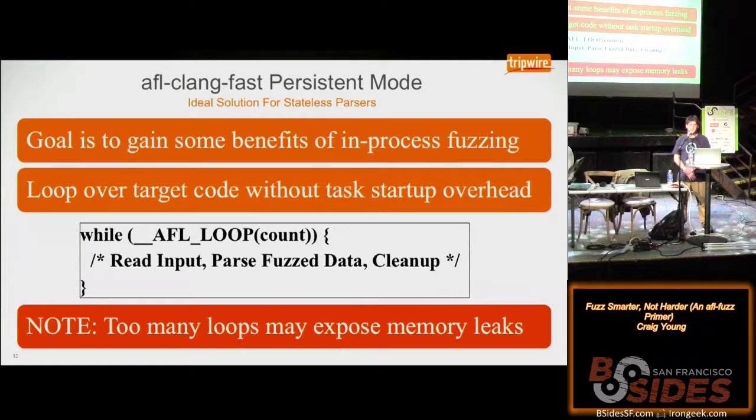So any file descriptor accesses need to be closed, memory needs to be freed, and stuff needs to be put into a pristine state, or you need to be working with something that is truly stateless. And so you can see here the way that this happens is you use the macro AFL loop, and you give that a parameter indicating how many times you want it to go through that loop of code. A good starting point for this is 1,000.